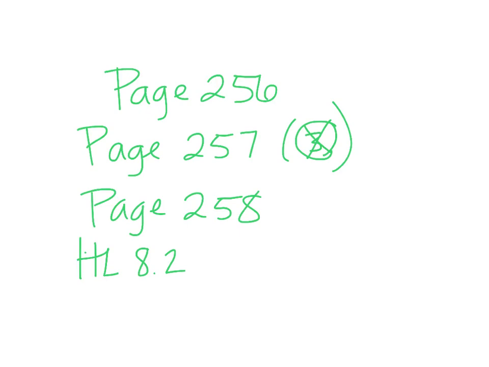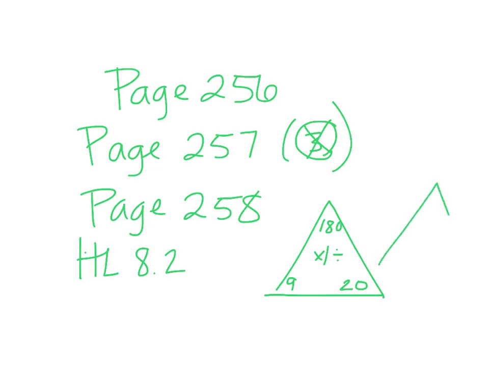In the home link 8.2, you're going to think about these extended facts like bigger fact triangles. For example, if I have 9 and 20 instead of 9 and 2, like we've been doing, at the top would be 180, whereas our regular one looks like 9, 2, and 18. So it's just thinking about this guy as a bigger fact triangle. Okay, good luck.